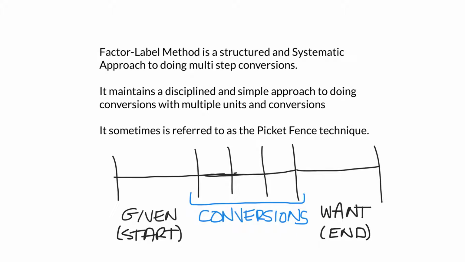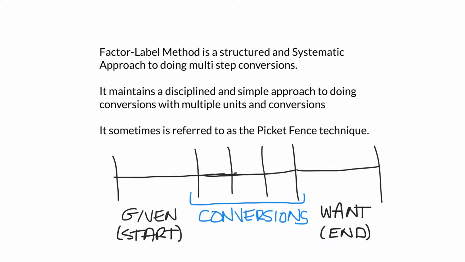Okay, so the method we're learning in class is called the factor label method or dimensional analysis. Either one is the correct terminology for this. They're both exactly the same thing, right? Sometimes you'll hear it known as the picket fence technique, which again is the same basic technique that we're using with the factor label method. And here's how it works.